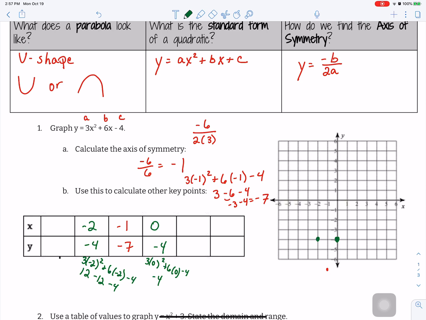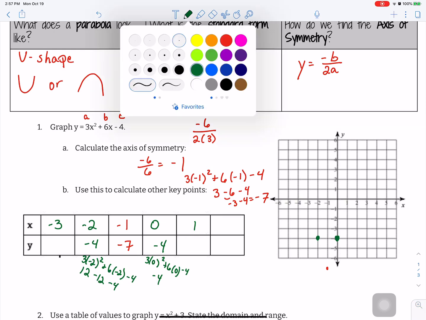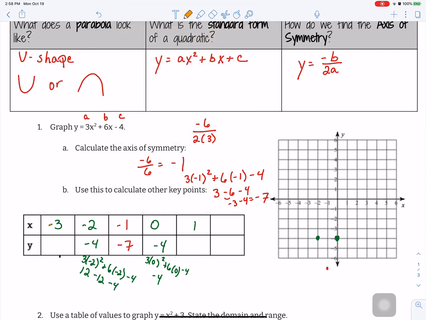So what this is telling us is I don't really have to put in negative 3 and 1. I really only have to do one of them, because if I know what my negative 3 is, then I'd also know what my 1 is. Because 1's a smaller number, I'm just going to go ahead and solve for that one. So 3 times 1 squared plus 6 times 1 minus 4. 3 plus 6 minus 4, or 9 minus 4, which is equal to 5. So if I go over 1, I'm up 5.